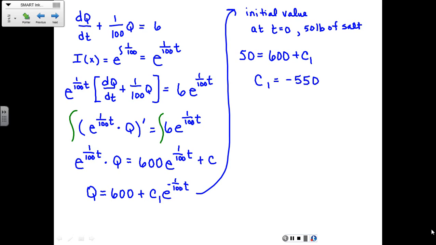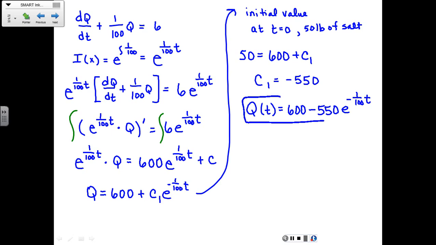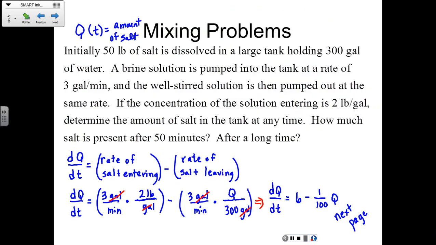So my model now is complete. Q of t would be 600 minus 550 e to the negative 1 over 100 t. I think that's the answer to A part. Let's go back to our question. What did the A part question ask us?